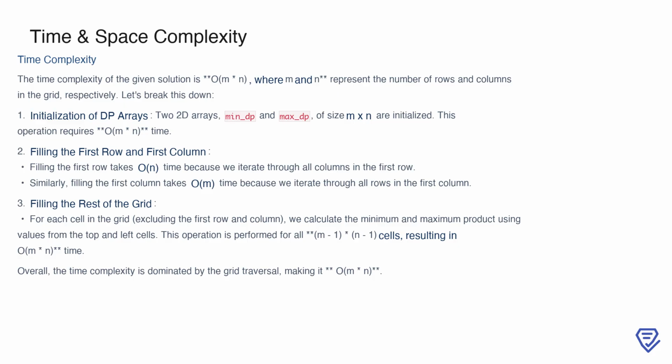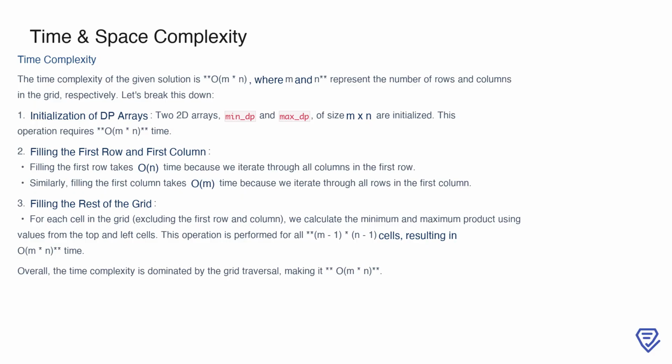The time complexity of this solution is O(m*n), where m represents the number of rows and n represents the number of columns in the grid. To understand this, let's break it into smaller steps. First, we initialize two 2D arrays, min_dp and max_dp, each of size m×n. This initialization step alone takes O(m*n) time. Next, we handle the first row and the first column. For the first row, we iterate through all the columns, which takes O(n) time, and similarly, iterating through all rows for the first column takes O(m) time.